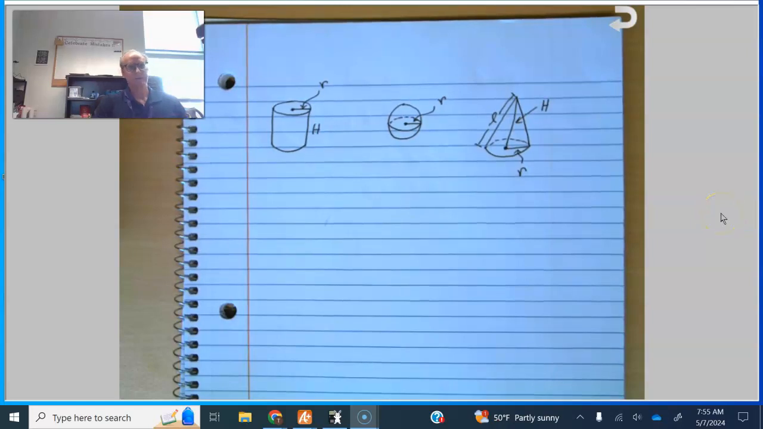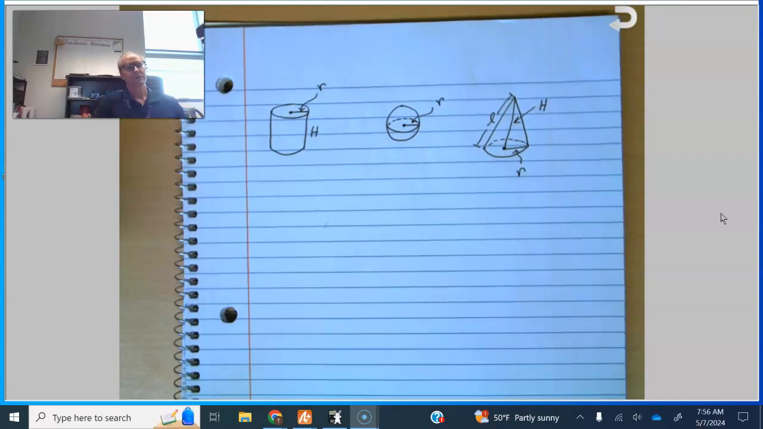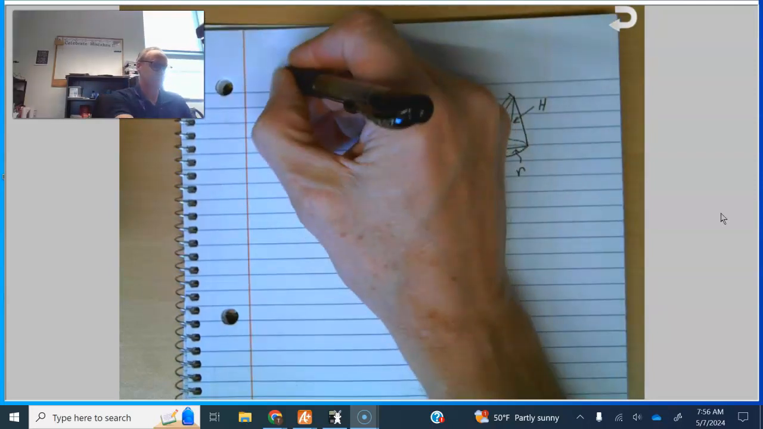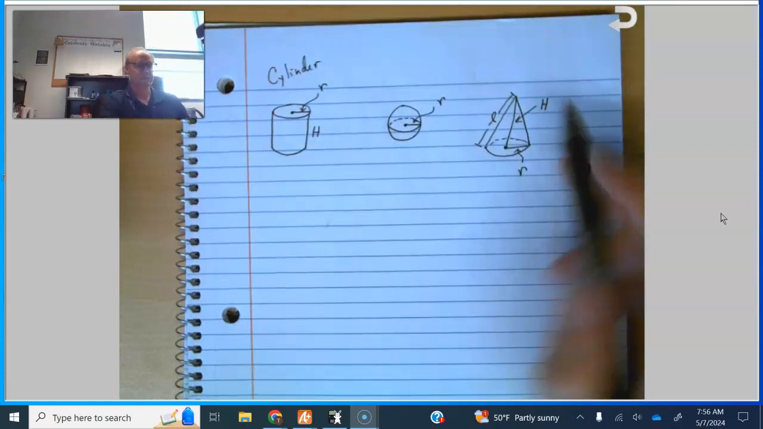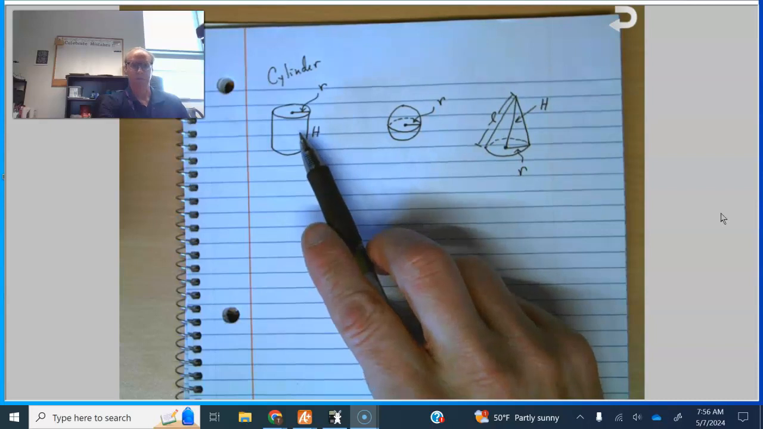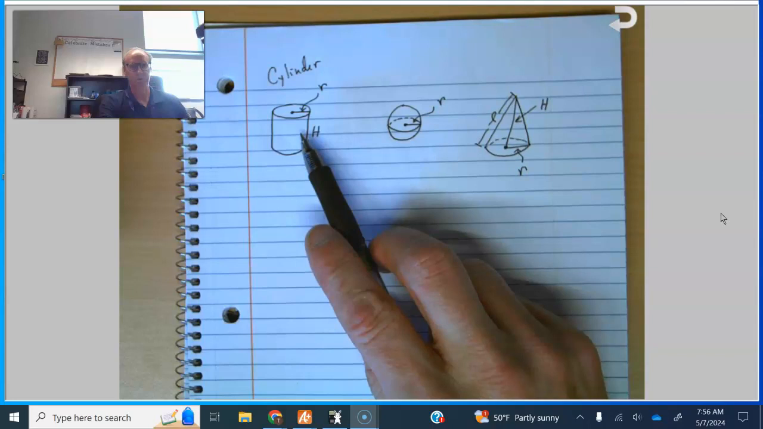Hi folks, today we're going to look at three different three-dimensional objects. We've got a cylinder, a sphere, and a cone. This is a cylinder. And this is actually a prism. It's a circular prism. So we're going to use the same formulas we use for a prism.